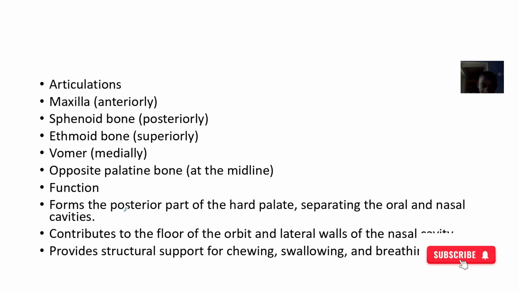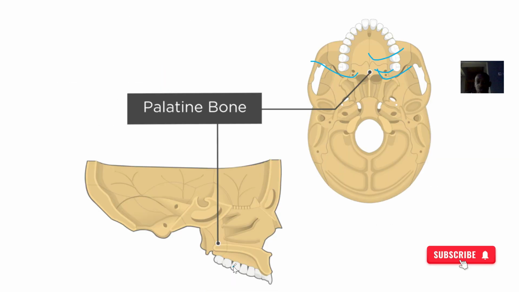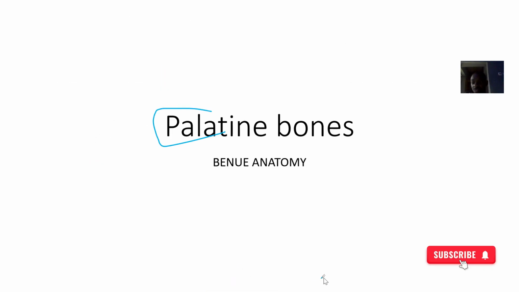Function is that it basically forms the posterior part of the hard palate. It contributes to the floor of the orbit and lateral walls of the nasal cavity, and also provides structure so that you can be able to chew. Anytime you chew successfully, you swallow successfully, you breathe successfully, you are always to thank this bone, because it's the main guy there helping you do that. All right, so that's what we got for what the palatine bone is.